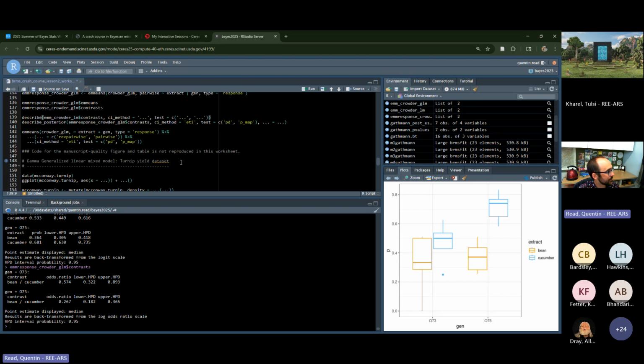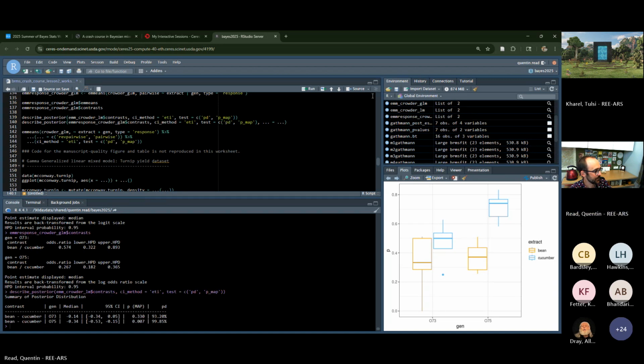describe_posterior, the contrasts from our linear model. We're going to use our ETI interval, and we're going to use a pd and a p_map. pd and p_map are our two different types of p-value we're going to get. Control Enter. Here we see the p_map is 0.3 for genotype 73. There's less evidence for a difference in these extracts versus very much lower for genotype 75, and the probability of direction corroborates that.